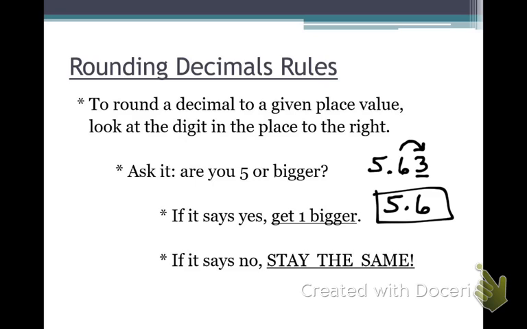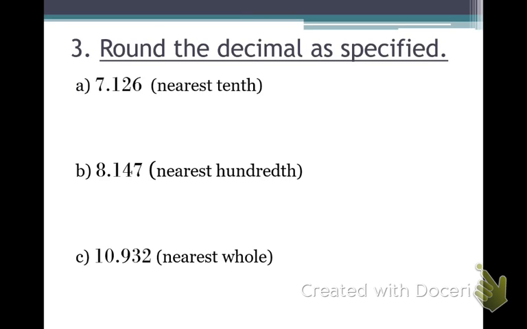So this might be a little bit confusing, so let's do a few other examples together. This has asked us to round the decimal as specified. This one is asking us to do it to the nearest tenth. So you've got to figure out which one is in the tenths place. The tenths place is always going to be the number that's right to the right of the decimal. So this guy right here is going to ask his neighbor next to him, are you 5 or bigger? That 2 will say no. So whenever you say no, remember it's going to stay the same. So I'm just going to bring this right here down. 7.1 stays exactly the same, and that is that number rounded to the nearest tenth.